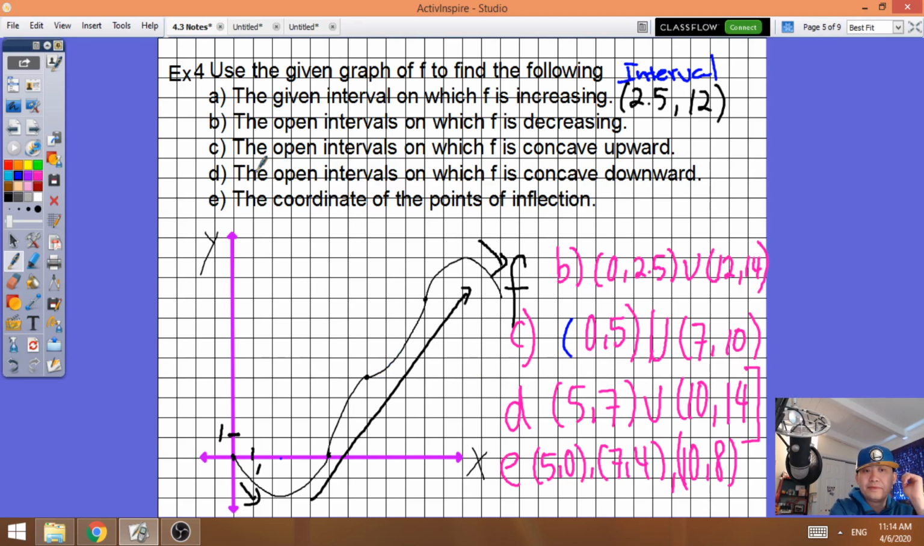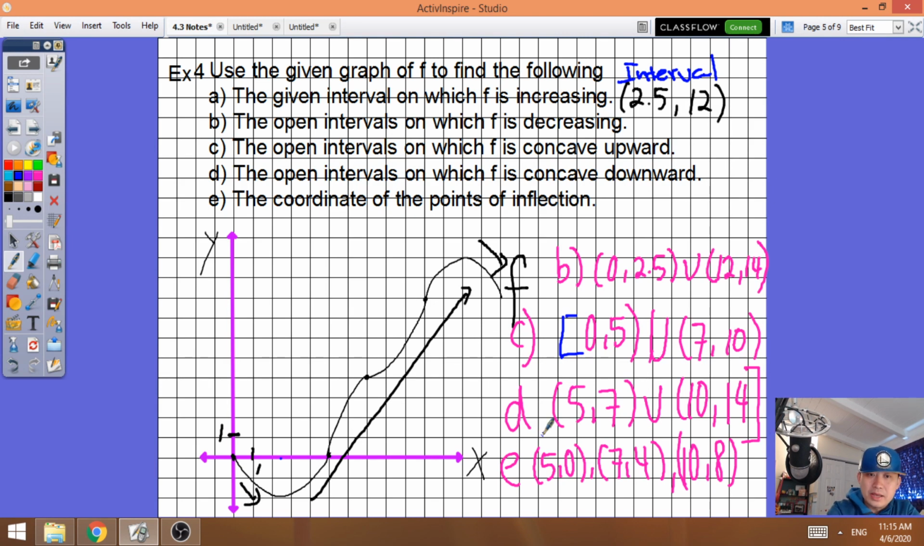And then for part D, the open interval on which f is concave downward. Again, open interval, not the closed interval, so there's no bracket involved. So from 5 to 7, and then from 10 to 14, it's all considered concave downward. The reason I put a bracket here is because this one is the endpoint. That's why we need to put in the closed bracket. So that's right the first time.